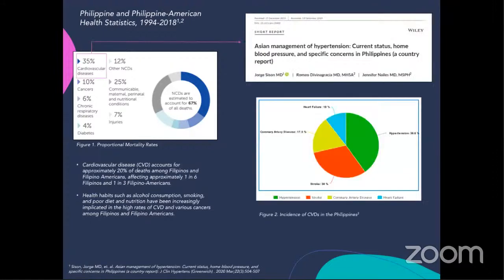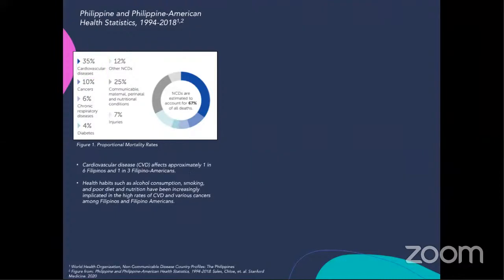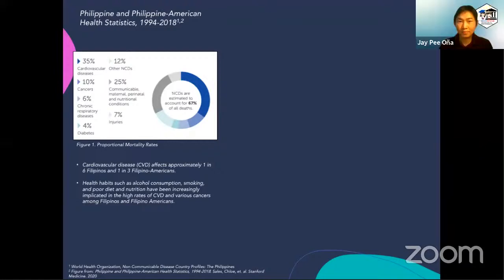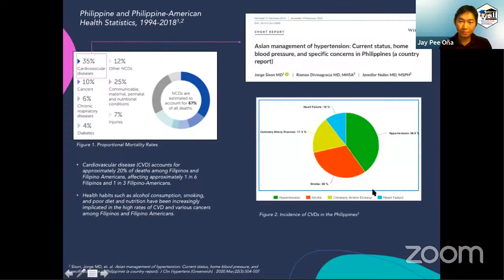About the previous slide, sorry. For all the tabulated deaths from 1994 to 2018, about 35% are due to cardiovascular diseases. And another alarming statistic is the first bullet. About 1 in every 6 Filipinos, or 1 in every 3 Filipino Americans, suffer cardiovascular diseases.